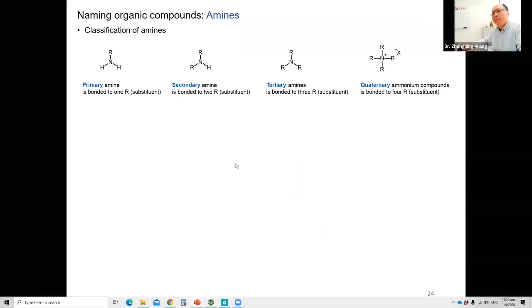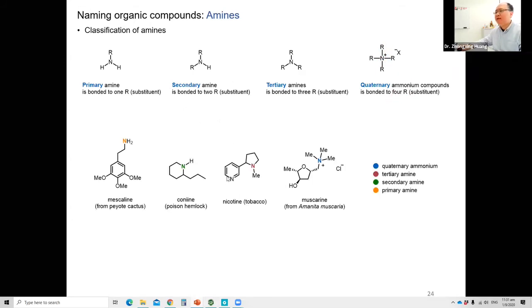And for amines, it's also the same. You have a primary amine, which is bonded not to carbon but to a general substituent. If it's substituted with 1 substituent, it's called primary, then secondary with 2 substituents, tertiary with 3 substituents. When it's bonded to 4, it becomes a salt, because the nitrogen in its neutral form can only connect to 3 other substituents. Now you have a quaternary ammonium compound. It's bonded to 4, and it also has a positive charge on it.